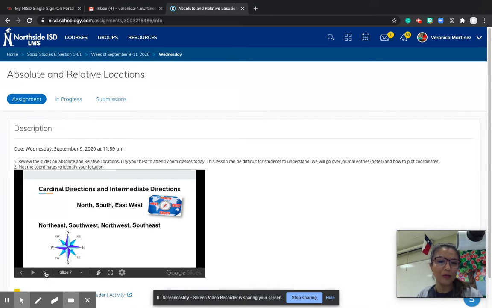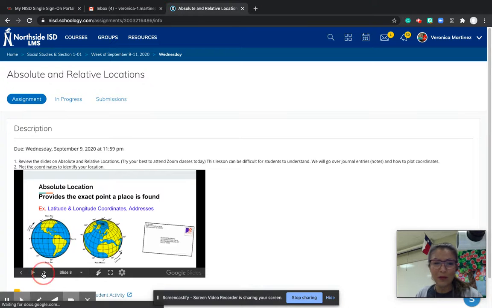and longitude. Okay, of course you have your intermediate directions, but an absolute location provides the exact place of a location. So for example, right here where I'm sitting, I'm in an absolute location. If I were to use Google Maps or ask Siri on my phone to give me the coordinates of where I'm sitting, it would give me the latitude and longitude. Now, where you're sitting, it will also give you latitude and longitude.